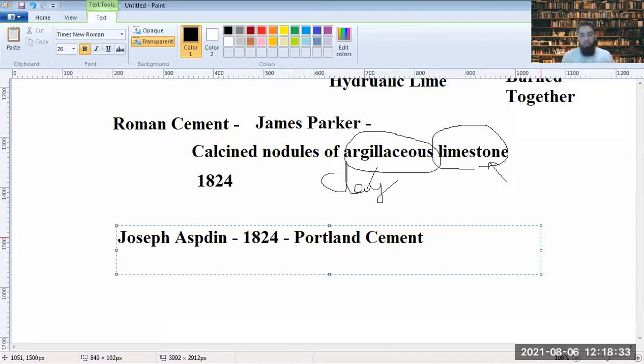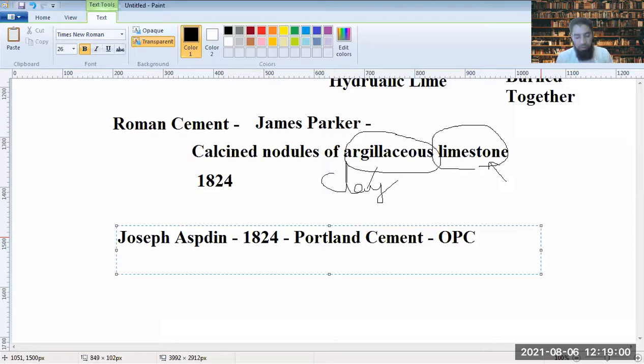So the modern Portland cement, when you go to the market, when you take a cement bag today, you will see written on it OPC, Portland cement. OPC is Ordinary Portland Cement. So this was developed by Joseph Aspdin.